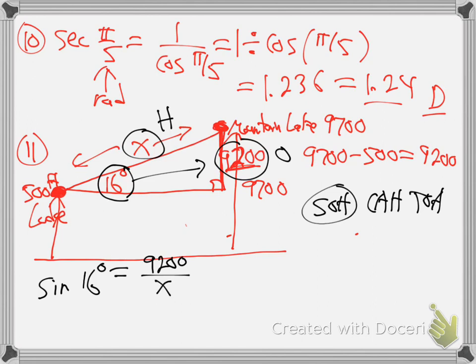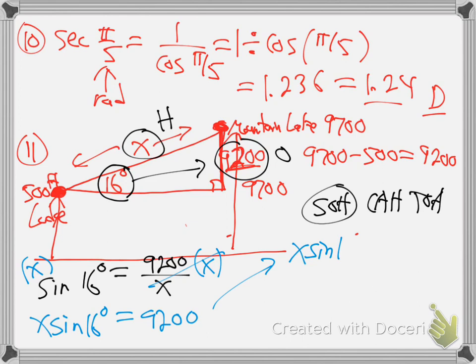All right, so x is what I'm looking for. How do I solve that? So there's my little equation. How do I solve that equation for x now? Well, you multiply both sides of the equal sign by x, it cancels over here, and you get x sine 16 degrees is 9,200. Now, how do we finish solving for x? Divide by the sine of 16 degrees.